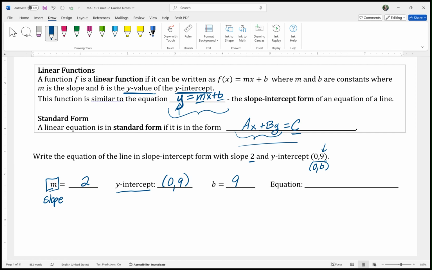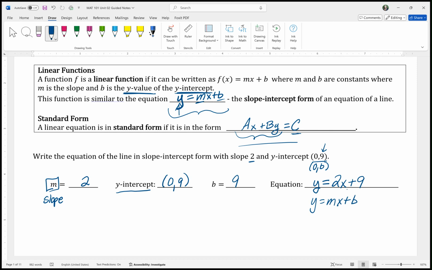And now we're putting all of this together using that y equals mx plus b format to write our final equation. So the y is going to stay as y. And then we're plugging in what we know. So this is y equals m. We said m is 2. The x stays as x plus b. b is 9. So our final equation, given the slope is 2 and the y-intercept is (0, 9), is y equals 2x plus 9.